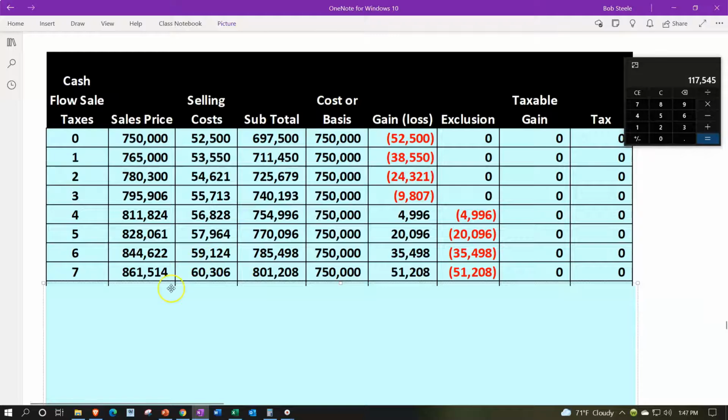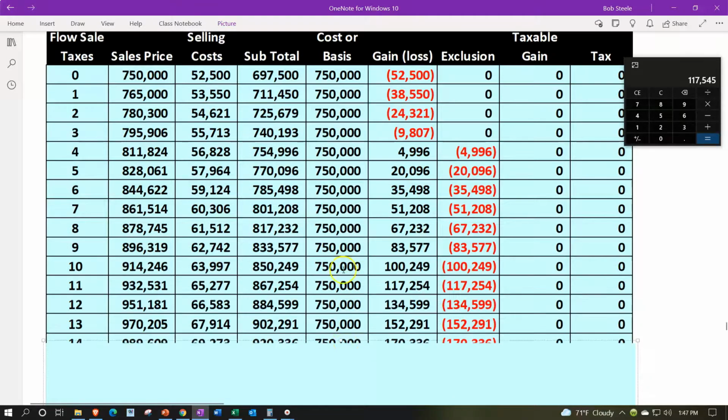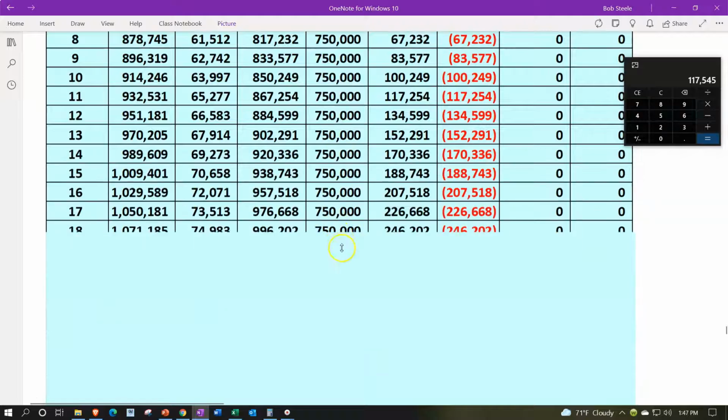It's not the sales price, right? So that exclusion being 250 is fairly significant, even for single, and married 500 is quite significant. So we're below that amount here, and therefore the exclusion would wipe it out. We'd have no taxable gain, no tax implication. So that would be the case all the way down here until we get down significantly.